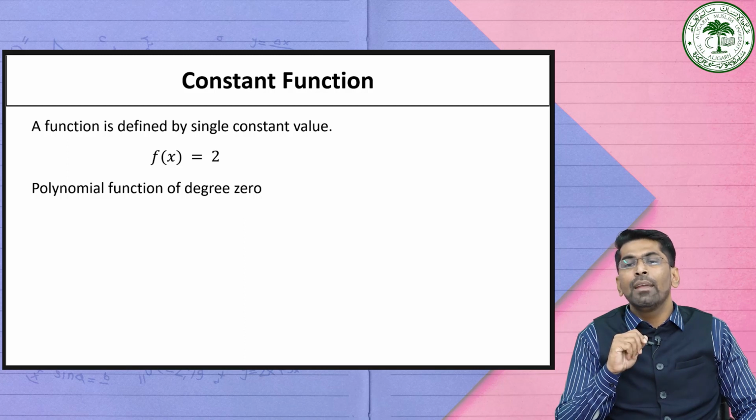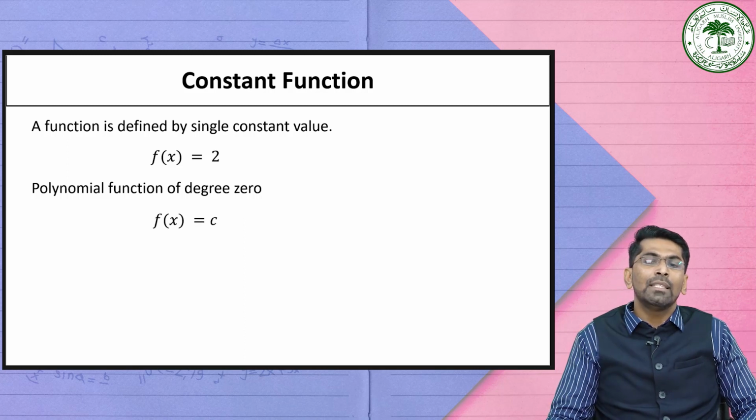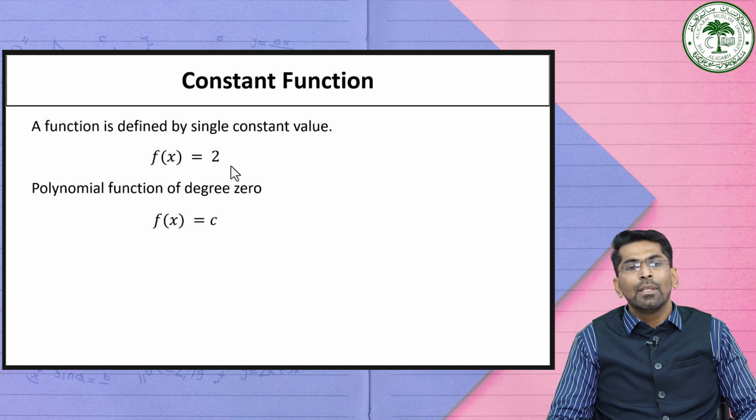Mathematically, we can express a constant function as f(x) = c, where c is a constant value. For example, if y = 2, then f(x) = 2. It is a constant function. Whatever the value of x, the y value will be the same. That means the y value is not going to change. It will remain 2 for different values of x.